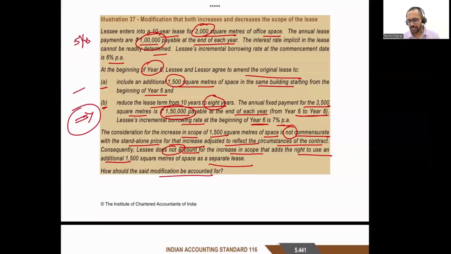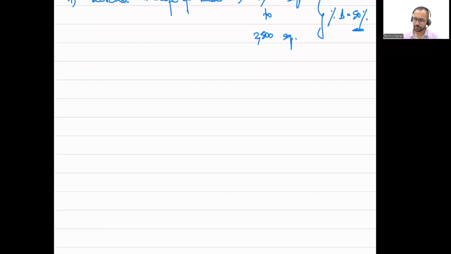Later on, because there's an increase in the scope of lease, which is not commensurate, the consideration for such increase in scope of lease is not commensurate with the market rate. Therefore, over here we will be calculating the revised lease liability, compare it with the lease liability that we have in the books of accounts, and make a corresponding adjustment to the ROU asset. All right, so let's start with illustration number 37.